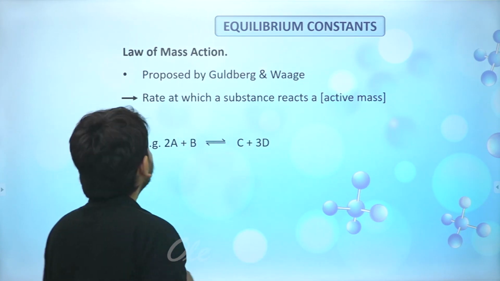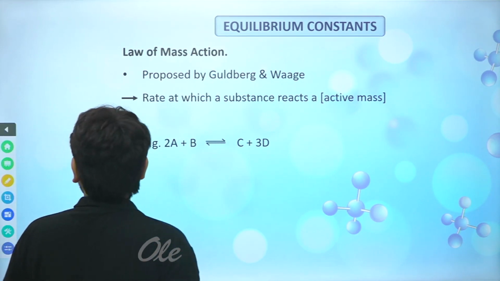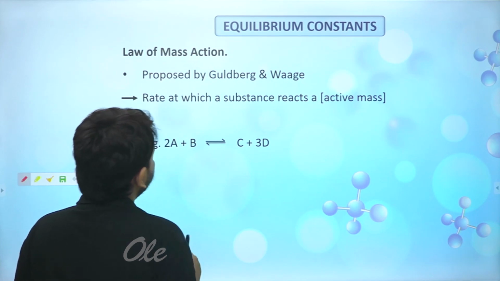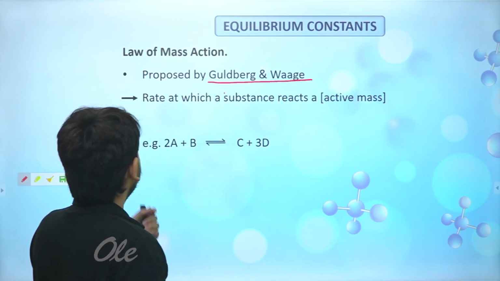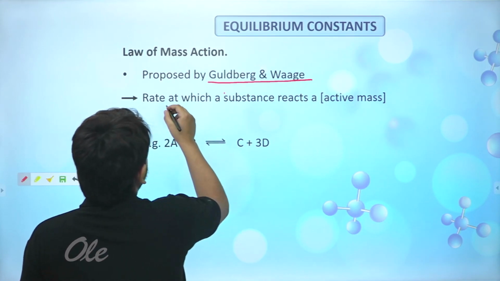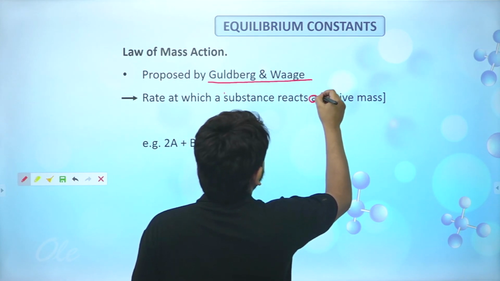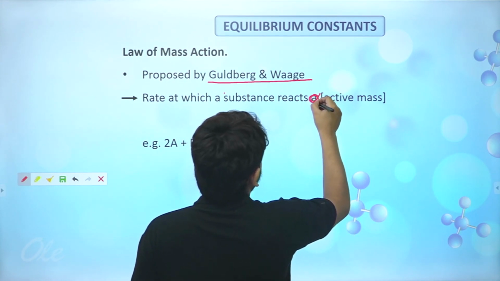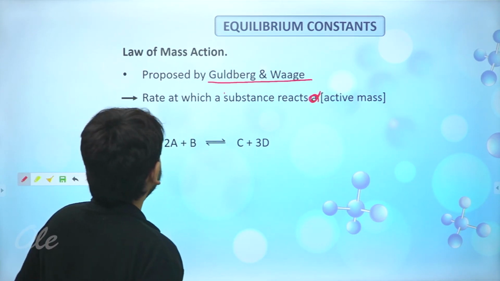Okay. So the law of mass action, which was proposed by Guldberg and Waage, or however you want to say it, all right. So basically what it says is that the rate at which a substance reacts is directly proportional to the active mass, right?